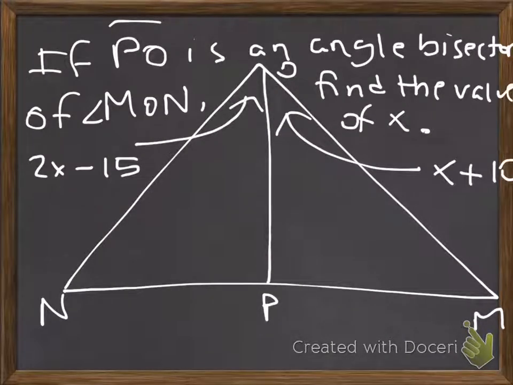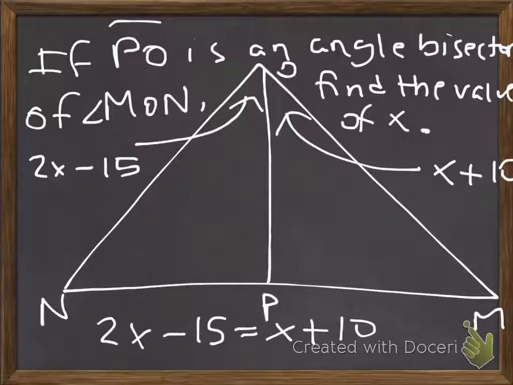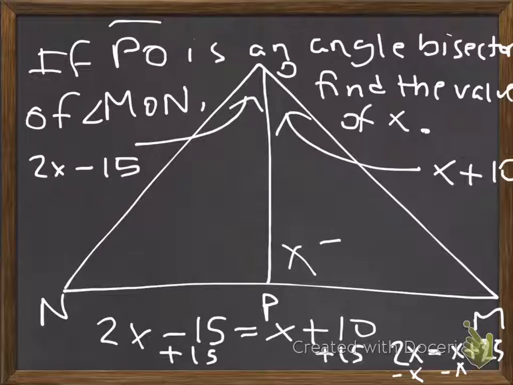Next one, it says PO is an angle bisector. That means it cuts it in half. So all we're going to do is put, if we're finding x, 2x minus 15 equals x plus 10. Excuse me. And solve for x. So we get 2x equals x plus 25. Subtract the x, so x is 25.